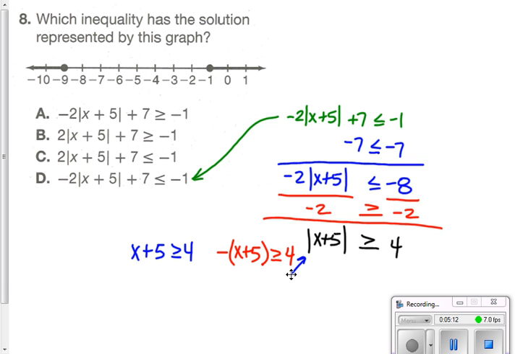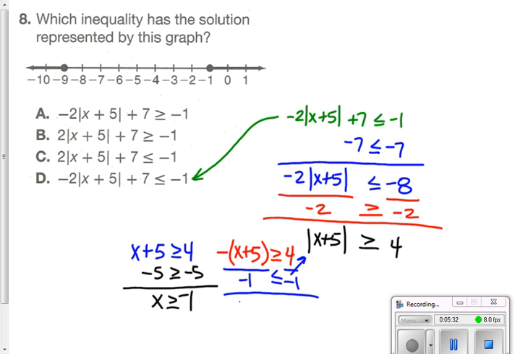Solve for x in both of these problems. On the positive, I'd subtract 5 from both sides, giving me x is greater than or equal to negative 1. The next case, I'm going to get rid of that negative, so I'll divide by negative 1. The inequality would flip when I divide by negative 1. I have x plus 5 is less than or equal to negative 4. To get x alone, subtract 5 from both sides, and we have x is less than or equal to negative 9.